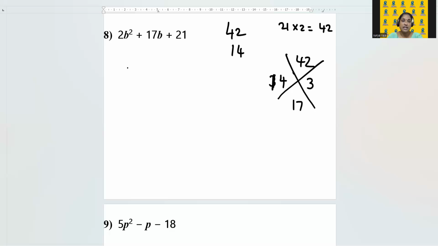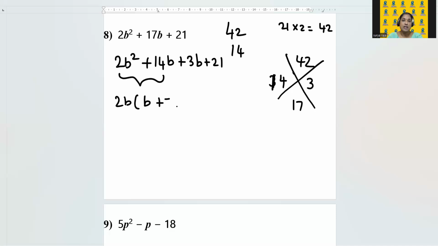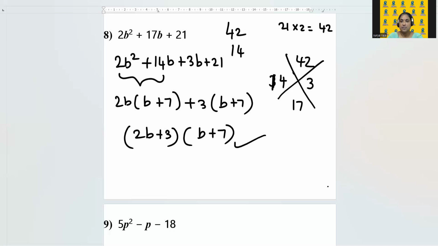Now, let me rewrite this 2b square plus 14b plus 3b plus 21. And I take a common factor 2b outside, b plus 7. And here plus 3, b plus 7 as well. Now I got the factors 2b plus 3, b plus 7. That's all.